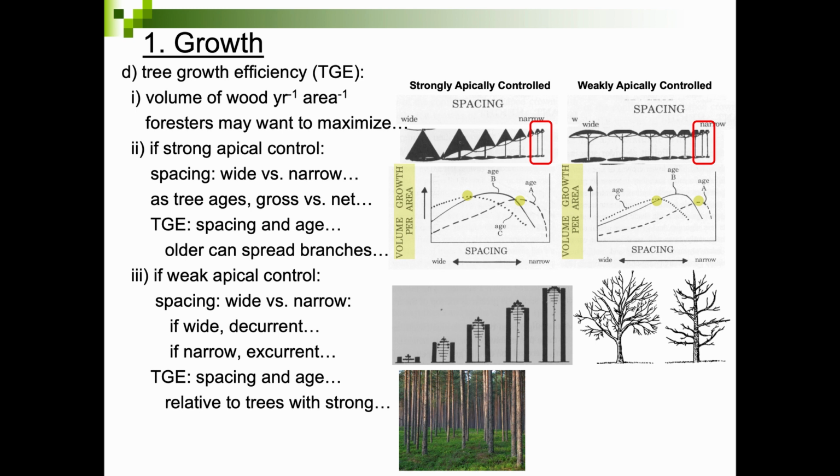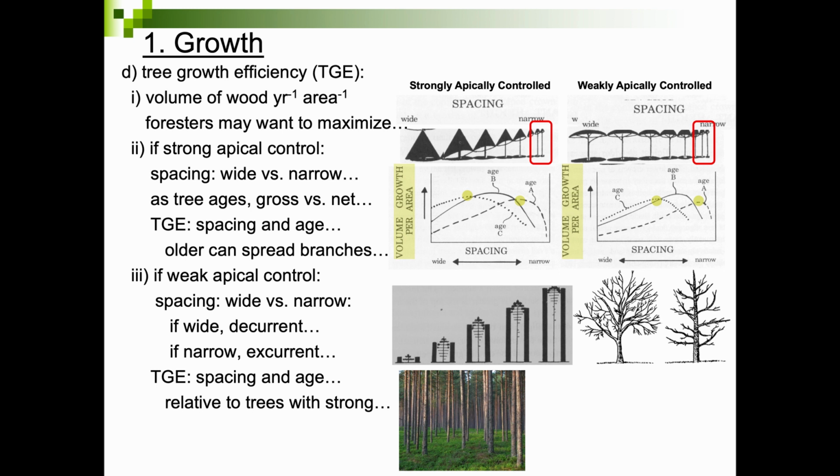And when you have narrowly spaced trees, you're going to have a ton more efficiency in that area because there's so much wood growing because you have all these different individuals. Those individuals, again, don't have a lot of metabolic requirements. So again, both types of species are going to have higher tree growth efficiency when they're planted in narrow stands when they are young.